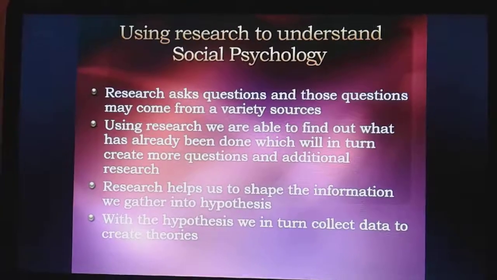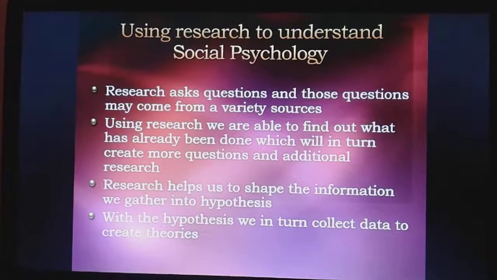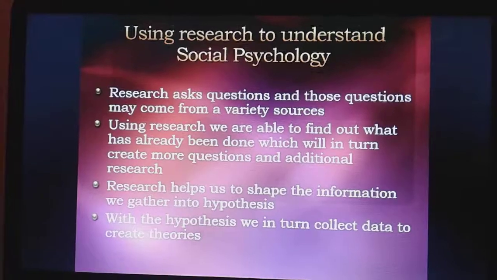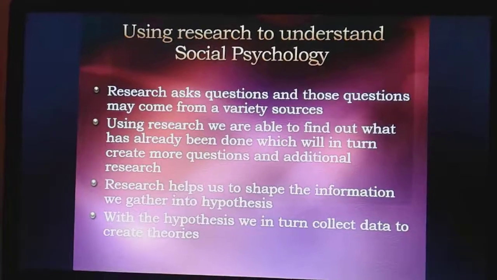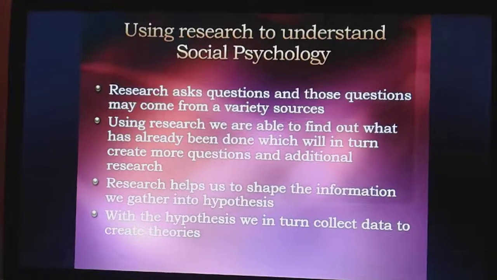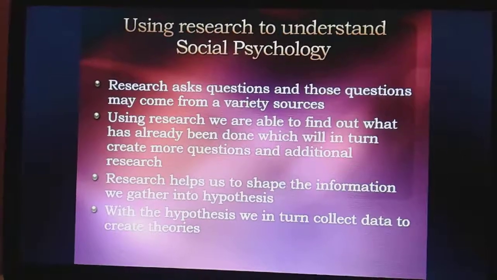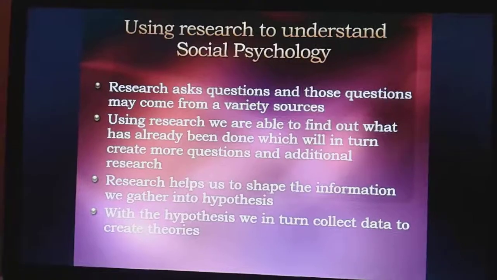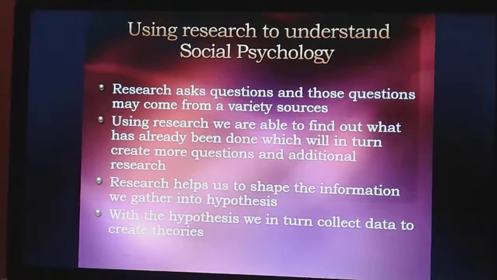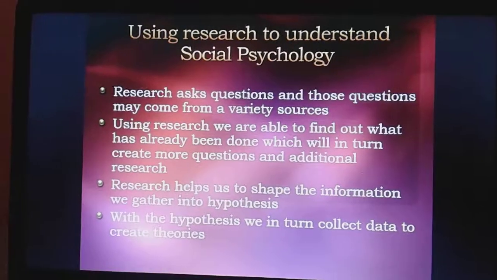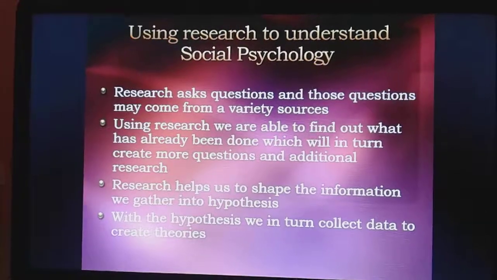We find in the text that a hypothesis is a testable prediction about the conditions under which an event will occur. Now, with these hypotheses, we in turn will collect data to create theories. And again, according to the text, a theory is an organized set of principles used to explain observed phenomenon.